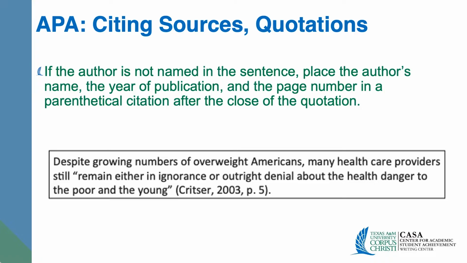If they are not named in the sentence in a narrative citation, you can use what's called a parenthetical citation. That just means that the information is in the parentheses at the end of the sentence. So again, despite growing numbers of overweight Americans, and so on, open quotation, direct quotation, close quote, open parentheses, Kritzer, comma, 2003, comma, p. 5, close parentheses. You need to have all 3 bits of information.